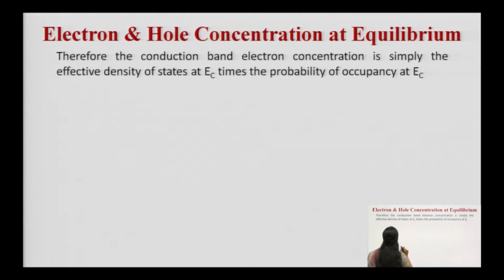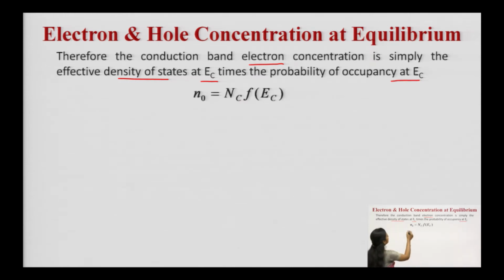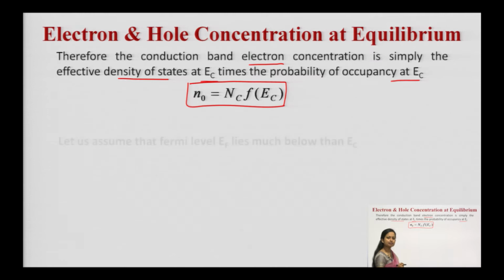Now, see, the conduction band electron concentration is simply what? The effective density of states at EC, which is the energy level for the conduction band, times the probability of occupancy at EC. How to represent it mathematically? n naught is NC into F(EC). NC is the effective density of states, F(EC) is the probability of occupancy. This is how you can represent the electron concentration n naught at thermal equilibrium.